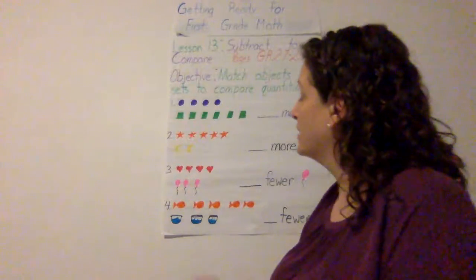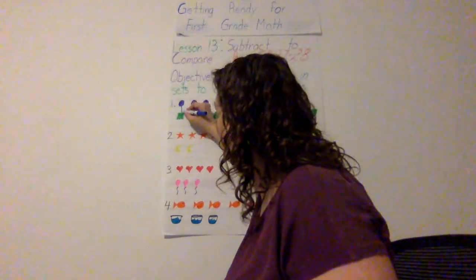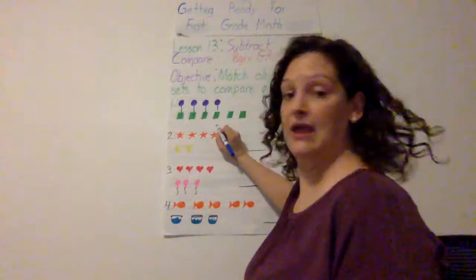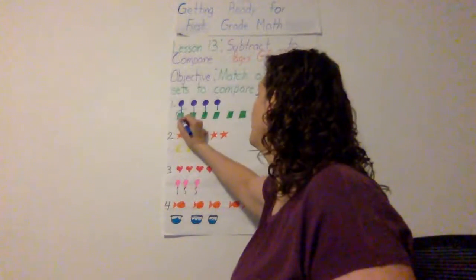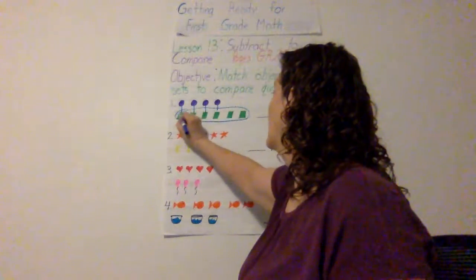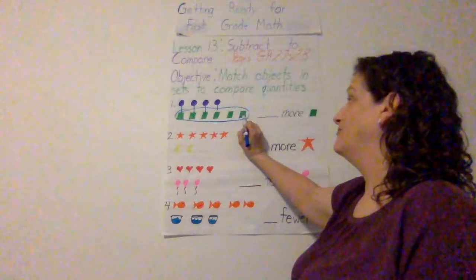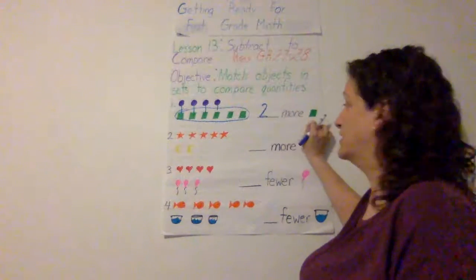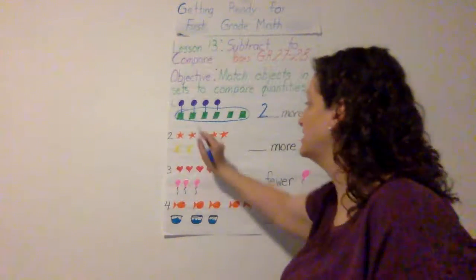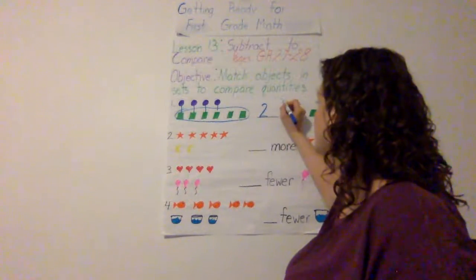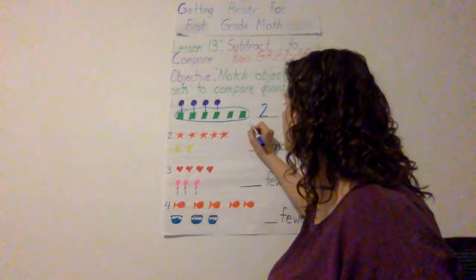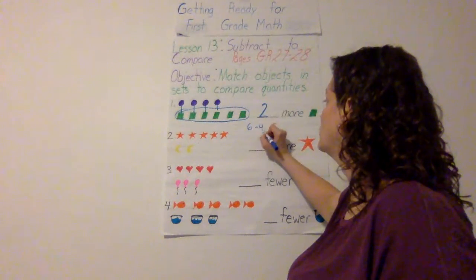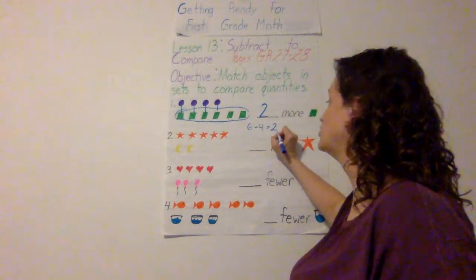So when we compare, we're going to draw lines from one object to the next. And then I'm going to circle the group with more. And I'm going to look at how many do not have matches. 2 do not have matches. So I have 2 more squares than circles. Another way to think of that is I have 6 squares, right, 6 here, and 4 circles. 6 minus 4 is 2.